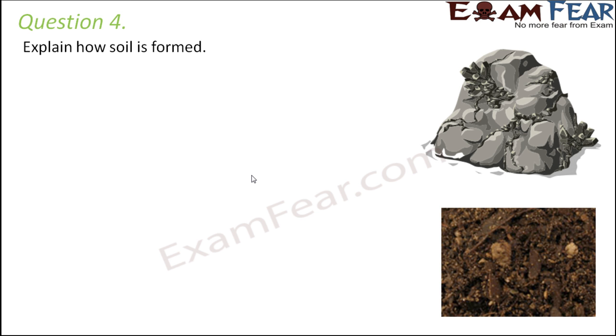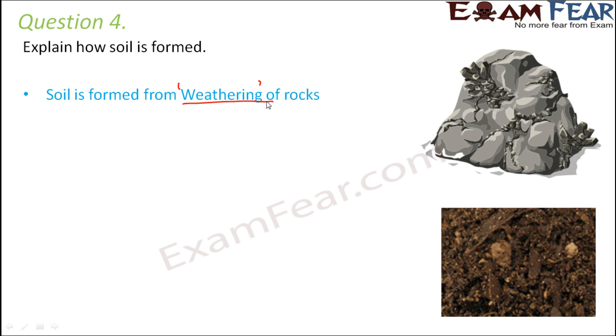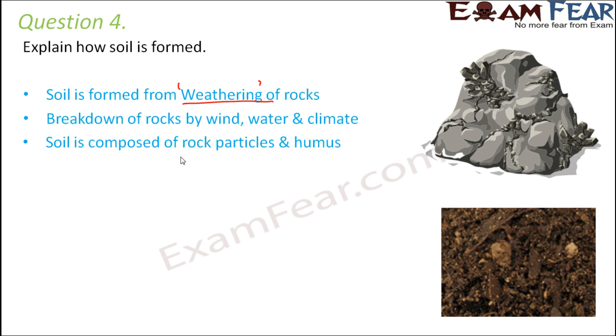Question number 4. Explain how soil is formed. Now as we have discussed before, that soil is formed from rocks by a process called weathering of rocks. And what is weathering? It is breakdown of rocks by wind, water or climate. So because of any of these factors, the rocks break down into smaller pieces. And what is soil? Soil is basically composed of the rock particles, the small particles which are formed by breakdown of rocks, plus humus. Humus is the remains of dead plants or animals.